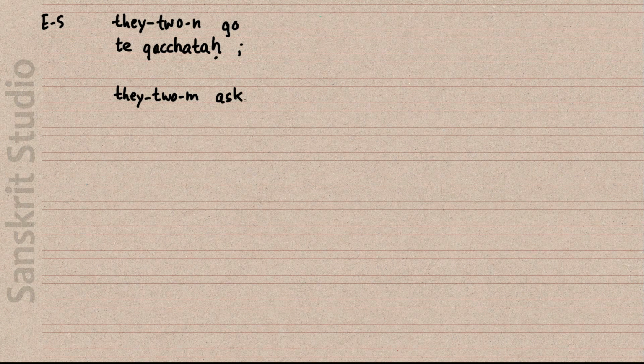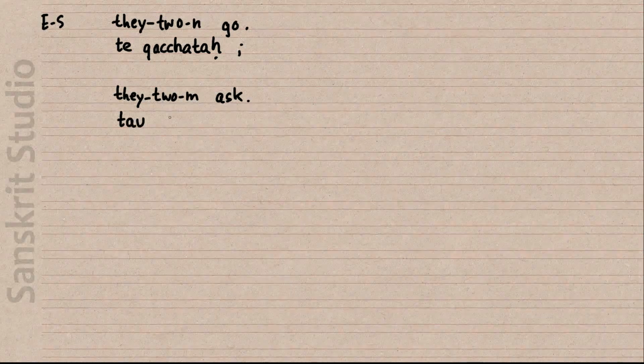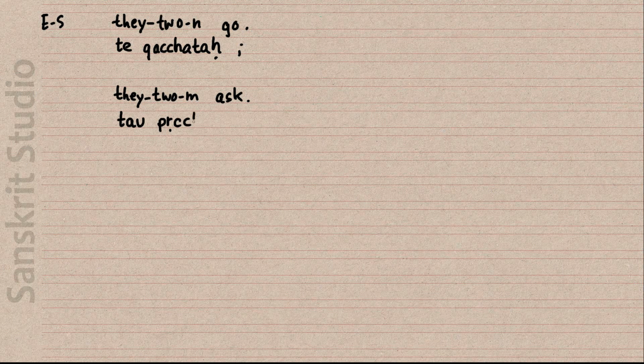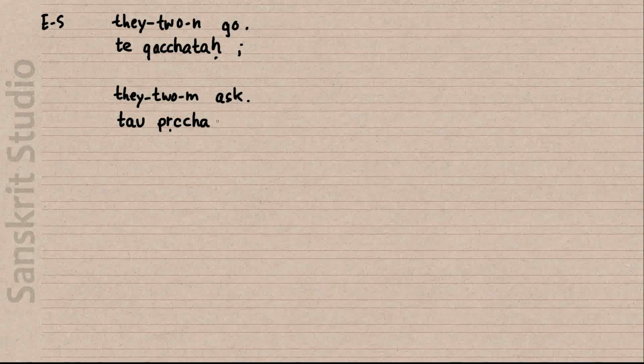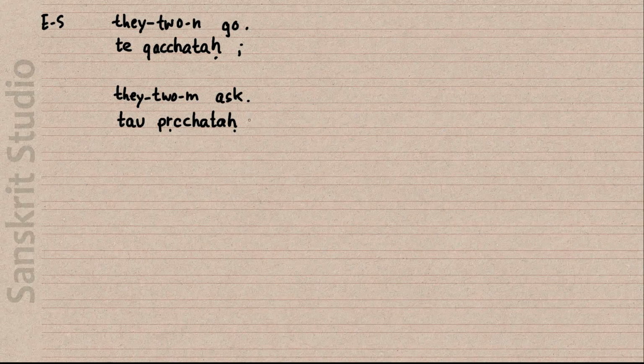We can have "they two (m) ask", and that would be then tau here instead, because it's masculine. Tau, and here we ask is pṛcchati, so we have to get the right dual, third person dual, pṛcchataḥ, like that.